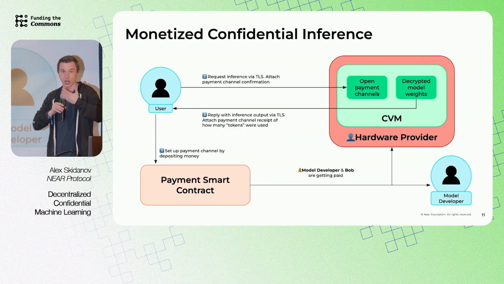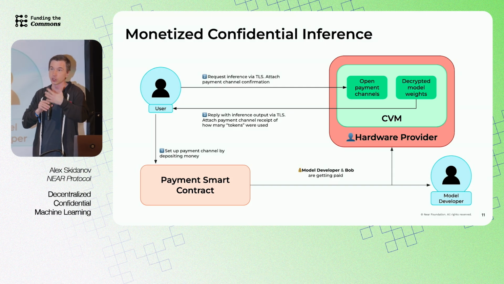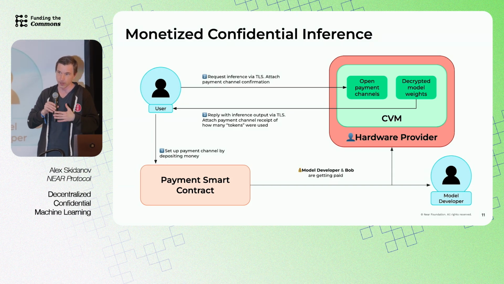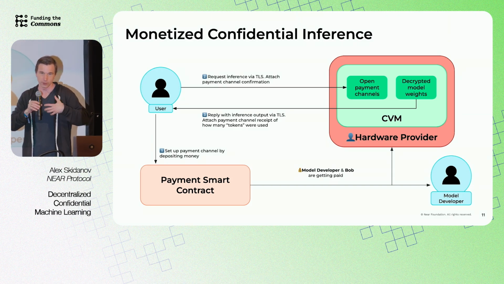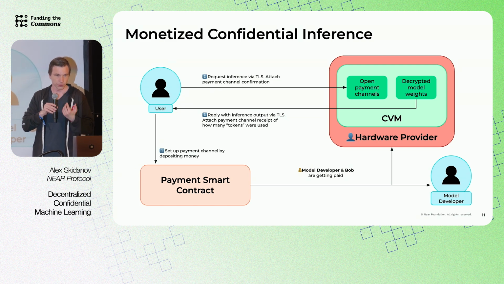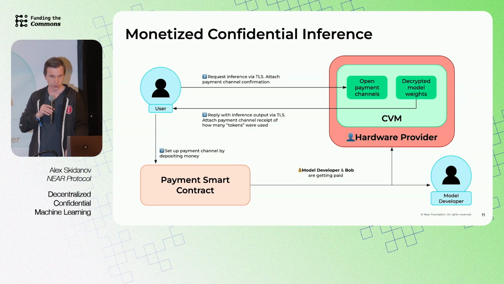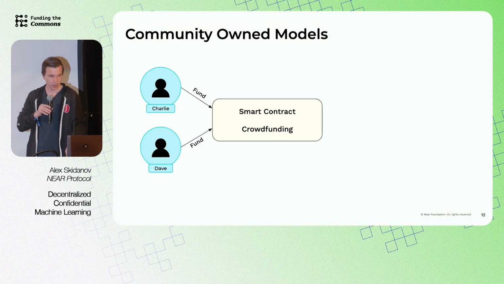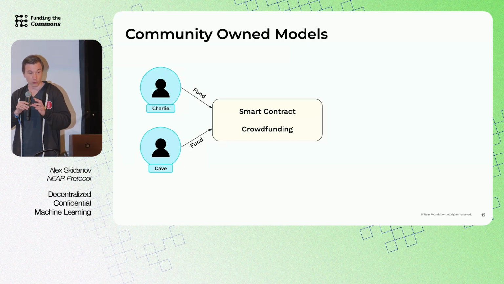Because now, if you have a model that is valuable, and you put resources into creating it, and people will be willing to pay for it, you don't have to host it behind the walled garden. You can actually distribute it in a decentralized fashion, creating community-owned but not free machine learning models. And that brings me to my final and most cool concept, which is community-owned model, right?